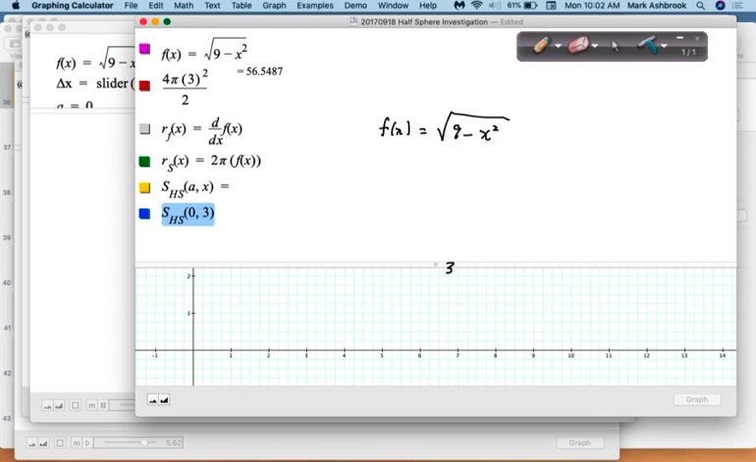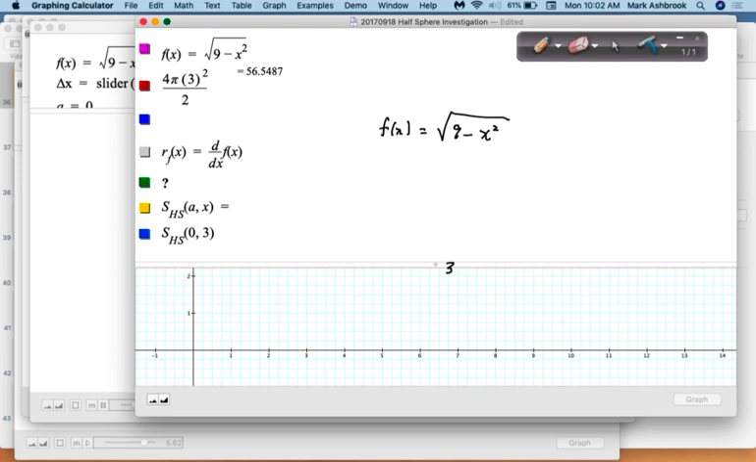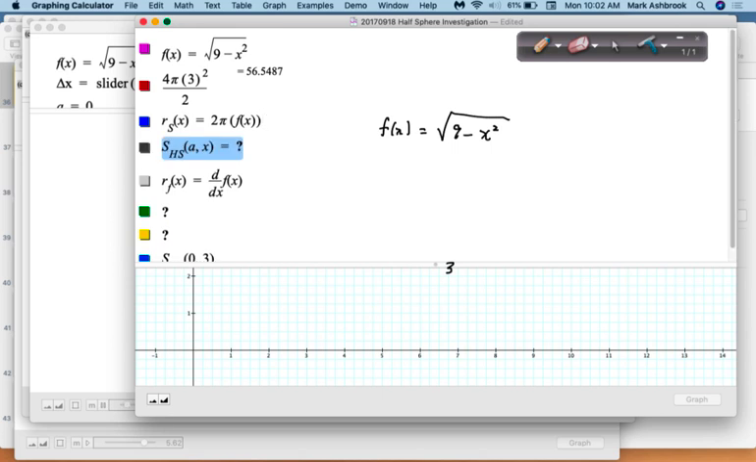And then my surface area from 0 to 3 is? So I'm going to move this up here. Okay, so I got the real surface area of half a sphere. I got the rate of change of surface area. So now I want to do my function. Next. Okay, and what will the surface area function be? So the surface area of half sphere, HS is half sphere, from a to x, I should do what?